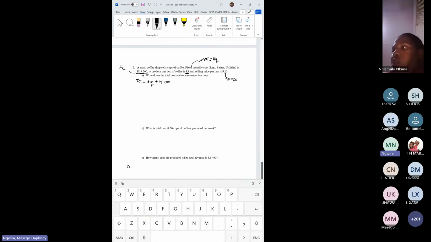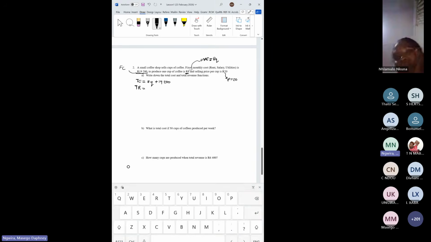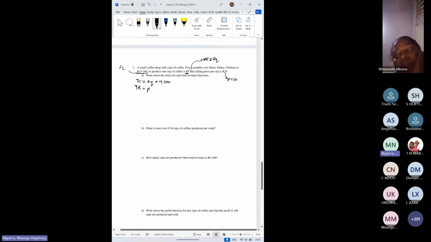Okay. So total revenue from the notes. Total revenue is equal to price per unit times the units sold. So it's P times Q. What is our P? It's 20. Then it means that our TR is going to be 20Q.